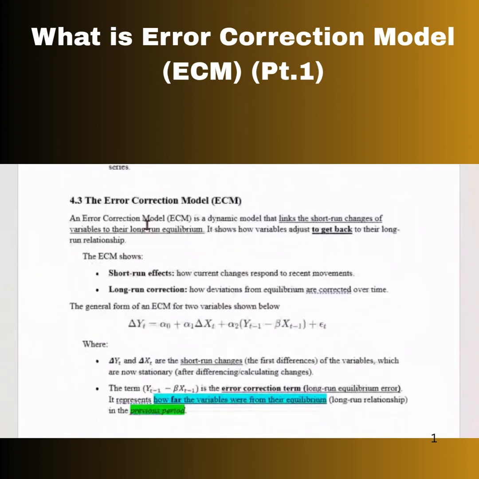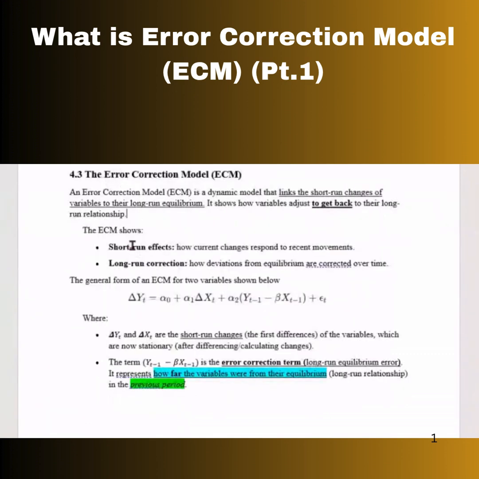An error correction model is a dynamic model that links the short-run changes of the variables to the long-run equilibrium. It shows how variables adjust to get back to the long-run relationship. So you're saying this error correction model helps the short-run changes conform to the long-run equilibrium. So even though there are fluctuations in the short run, these fluctuations will eventually be adjusted in such a way that the two variables will have a long-run relationship.